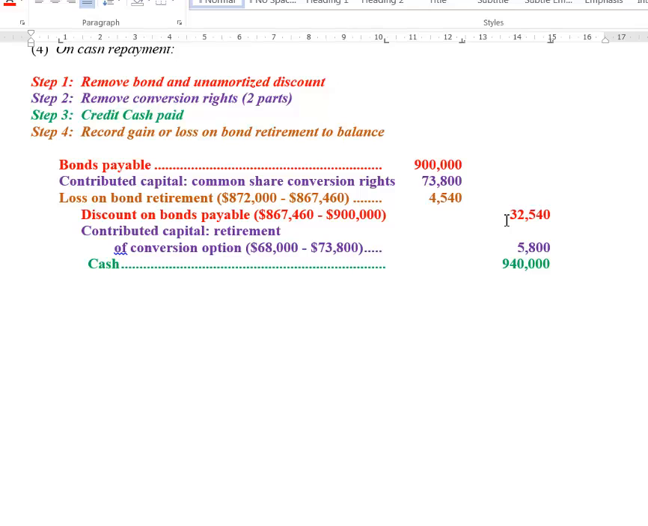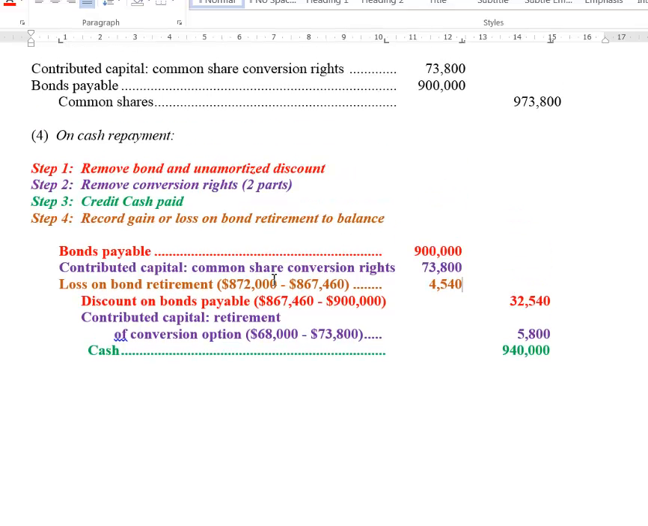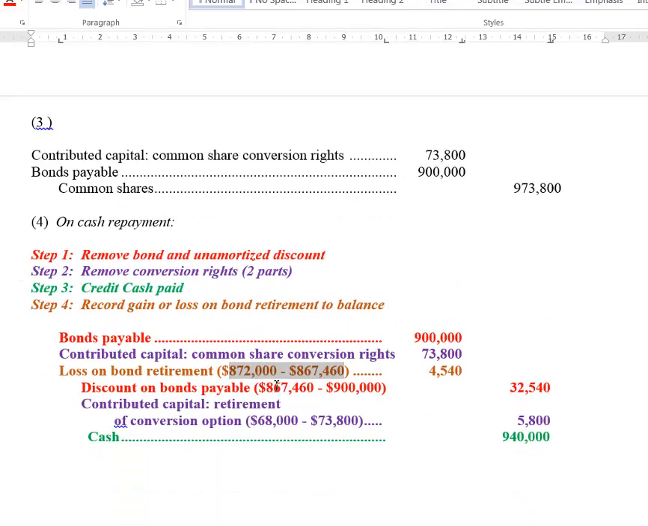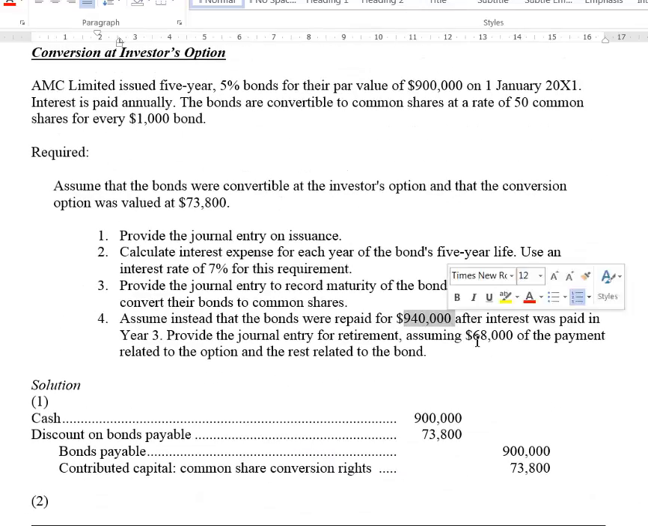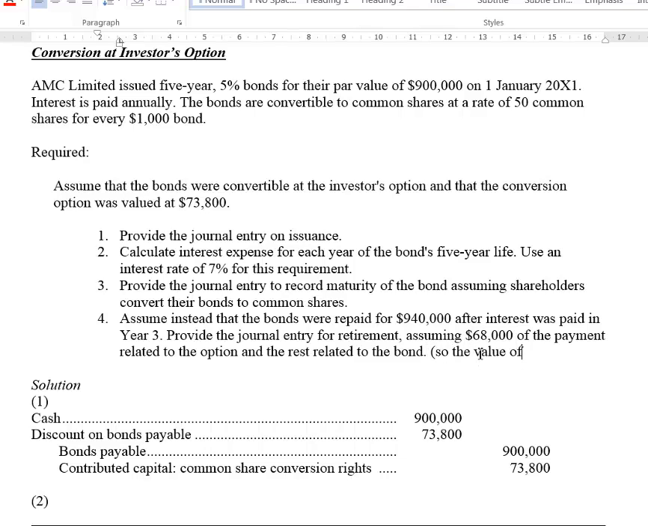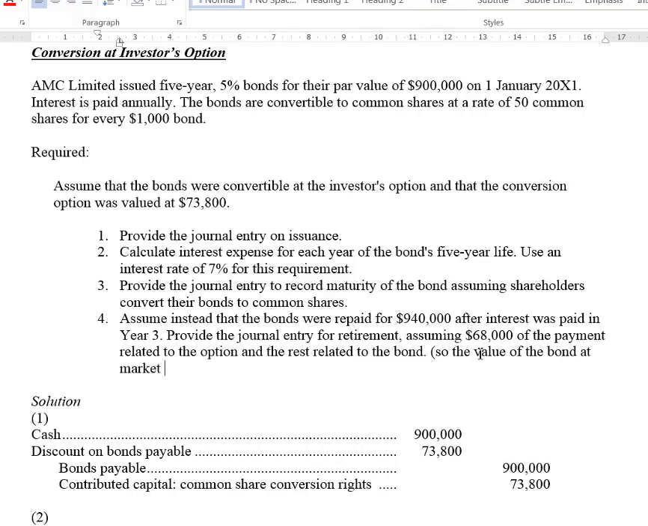Now, sometimes students would like to calculate it. There is a way to calculate it. You can also say, well, I know that the bonds are worth $872,000, because remember here they said that of the $940,000 they were going to pay their investors to buy it back, $68,000 of that was the value of the options. So we could say the value of the bond at market price is $940,000 less $68,000, and that's going to be $872,000, right?